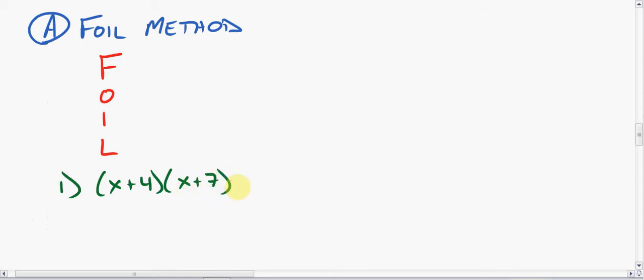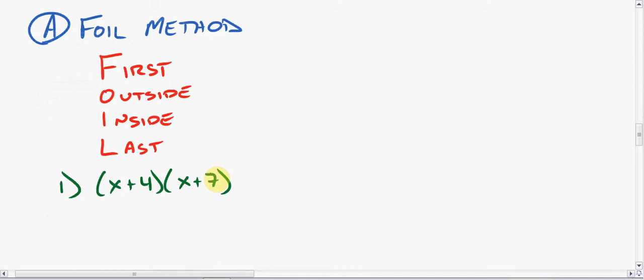Two different quantities. So basically the acronym FOIL tells you the order in which you should multiply the parts of the binomials together. It doesn't necessarily have to be in that order, but most people do it in this order because of the acronym, where you're going to do the first letters in each binomial, multiply those together, then you're going to multiply the outside letters together. So that would be x and 7. Then you're going to multiply the inside letters together, which would be 4 and x. And then the last letters together, which is 4 and 7.